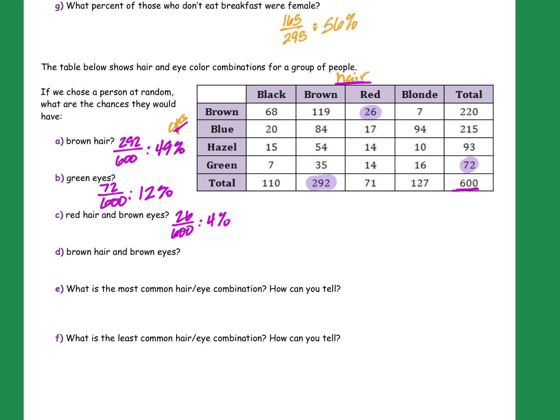Okay. And then brown hair and brown eyes is 119. So that's 119 out of 600, which should give me a percentage of 20%.